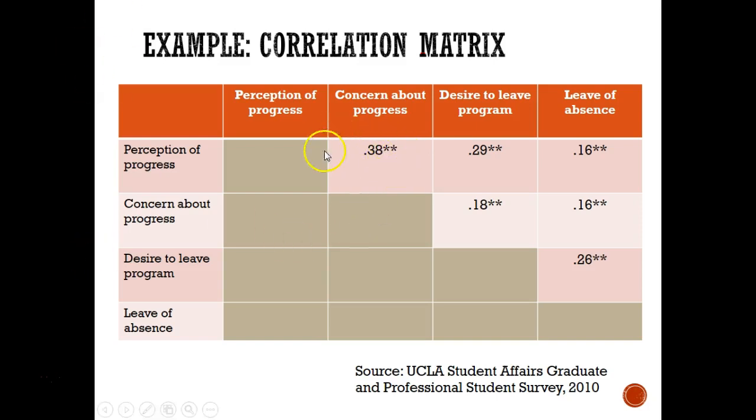So we look at the intersections of the columns and the rows. So concern about progress intersects with the row that's perception of progress. And that's a significant correlation. So, we say that, as students are perceiving that they're progressing on something, they're also concerned about it at the same time. These are both increasing at the same time, so it's a positive correlation. And 0.38 is getting into the moderate range of correlations.